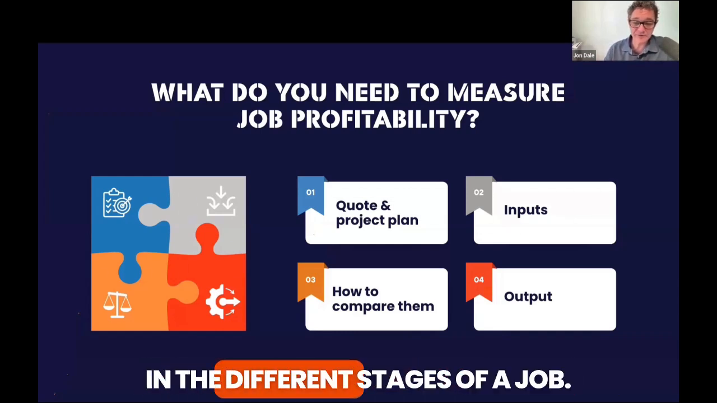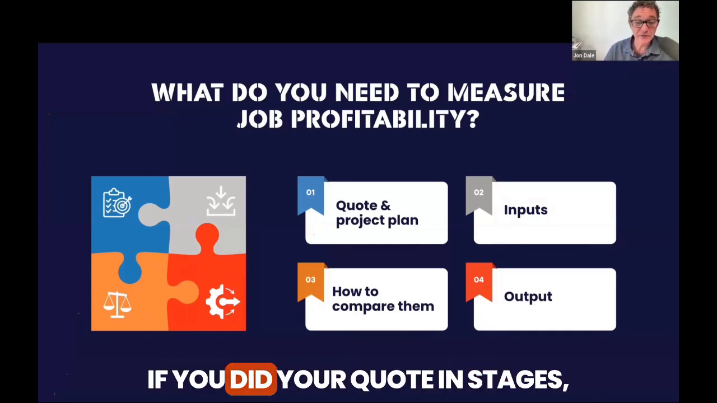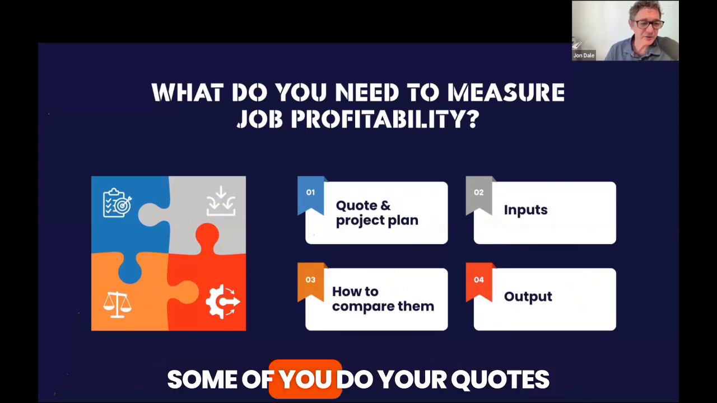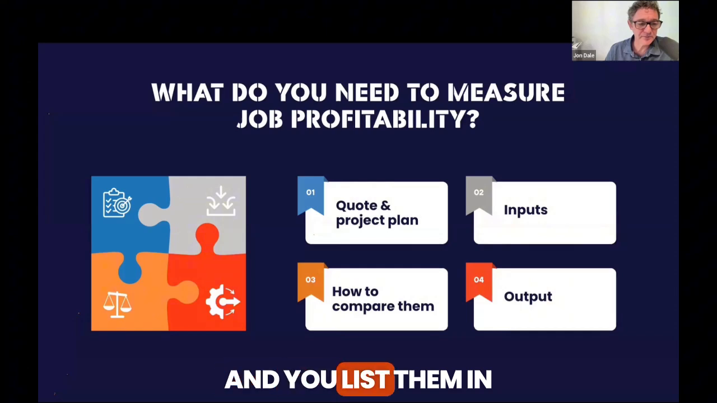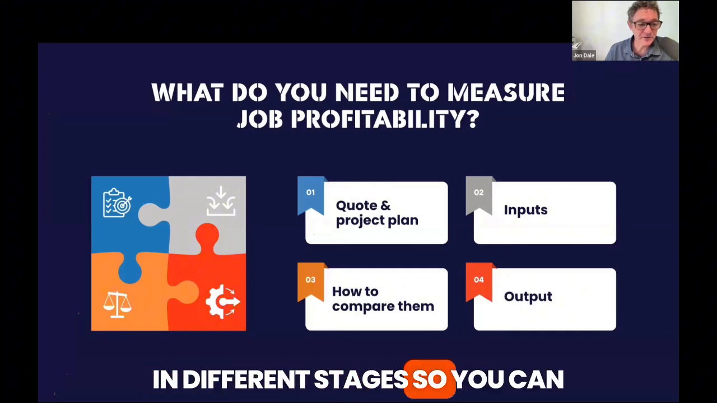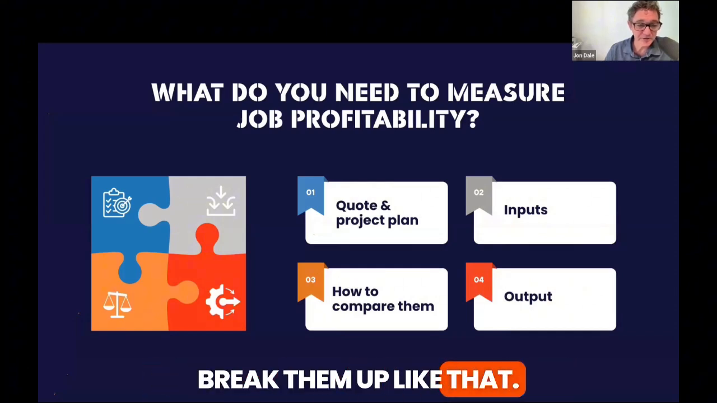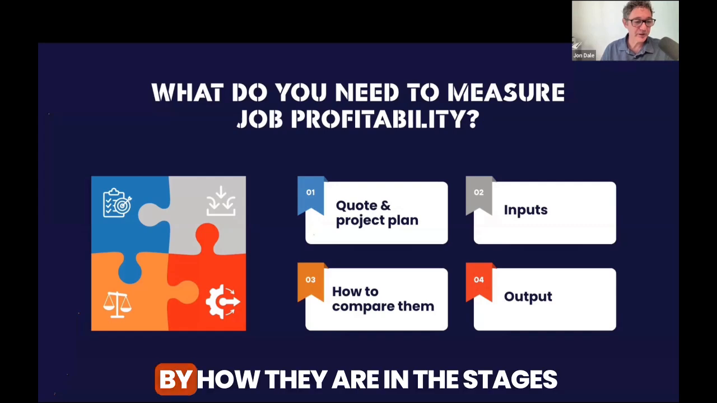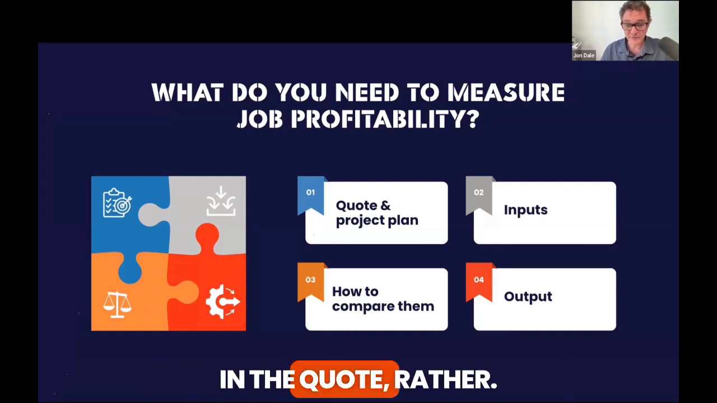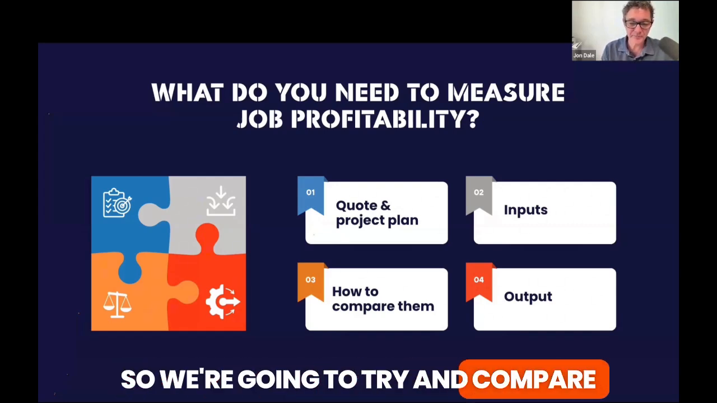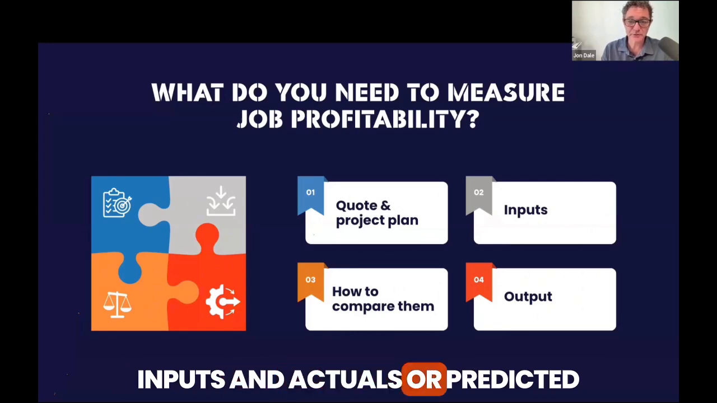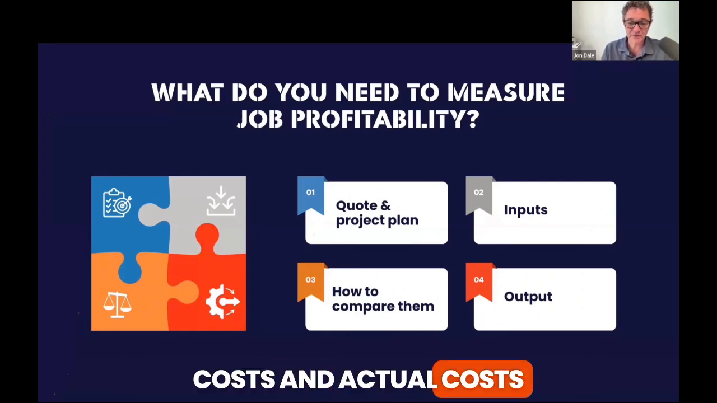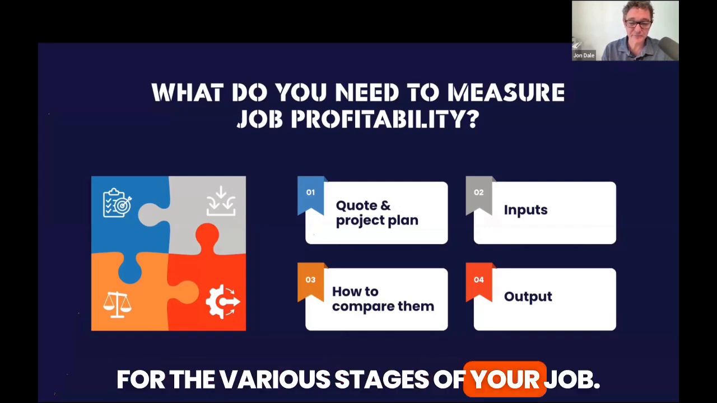And then we're also interested in the different stages of a job. If you did your quote in stages, some of you do your quotes in stages, don't you? And you list them in different stages so you can break them up like that. That's probably the best way to try and measure the job profitability by how they are in the stages, in the quote rather. So we're going to try and compare inputs and actuals, or predicted costs and actual costs, for the various stages of your job.